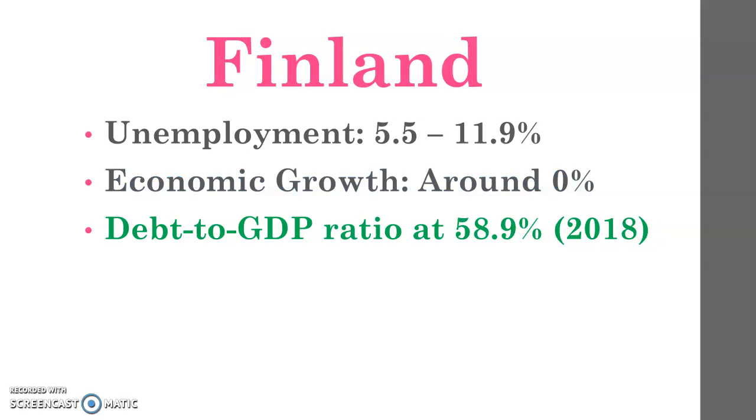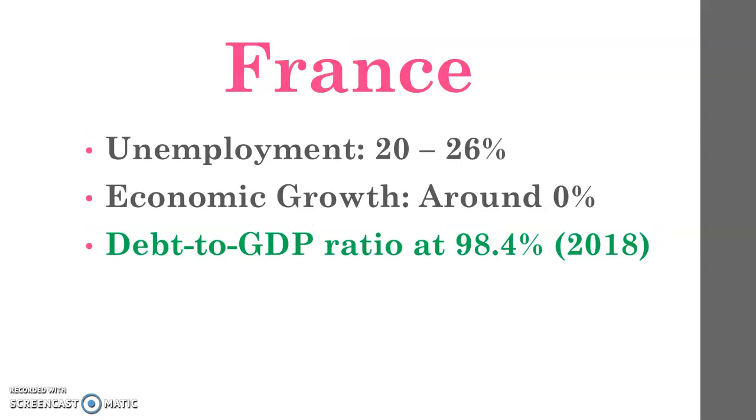Now we get to countries that are actually not doing as well. Unemployment in Finland has been higher than the U.S. at 5.5 to 11.9%. 11.9% is the unemployment rate that the U.S. has not seen since the Great Depression. Economic growth at 0%. Debt to GDP ratio at 58.9%. European countries actually are not spending as much money in terms of taxpayer dollars as the United States relative to the size of their economies, which is why they do better generally than the United States. But there are some exceptions, as you will soon see.